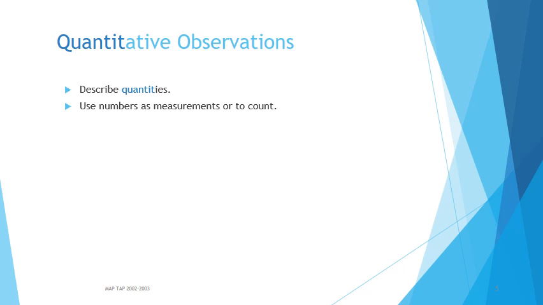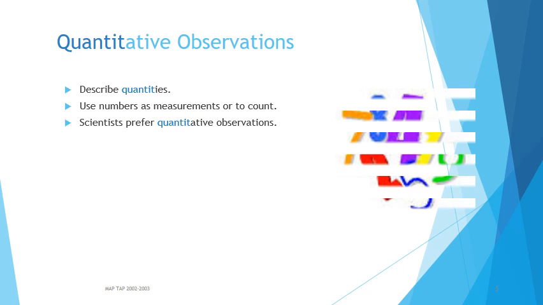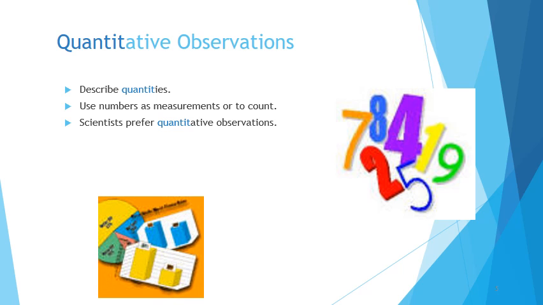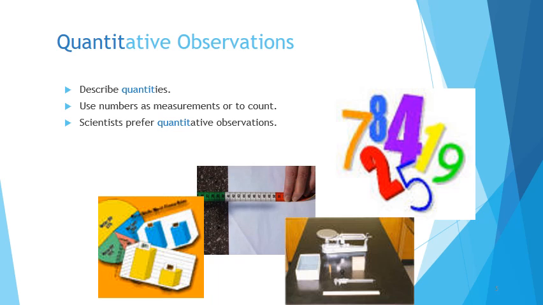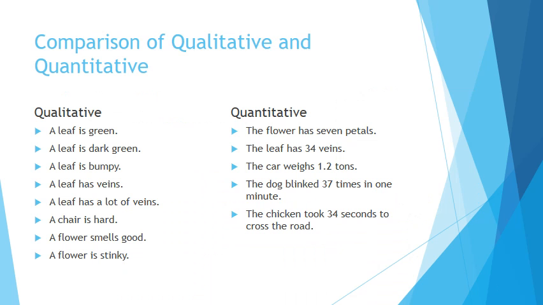When you go to the store and you need 5 pencils, that's a quantity of pencils. If you're counting how many bumps you get from an experiment, that's a quantitative observation. Scientists prefer this type of observation because it is measurable. You can use it to make your graphs, to weigh things, to measure how long something is. So when you're looking at quantitative, you are dealing with numbers.